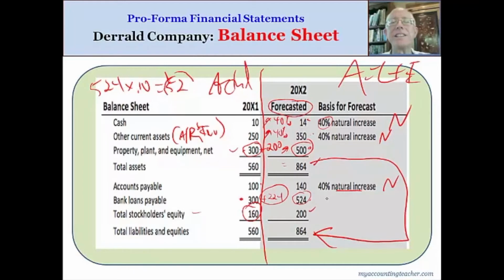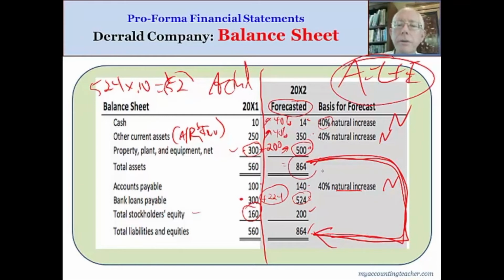Now we got to check and see if this works. I know it does because I cheated with this 524 because I knew what the answer was. I didn't want it to come out wrong, but here it is. 140 plus 524 plus 200, 864. Is that right? Of course it's right, because the accounting equation always has to be true. If we expect to have $864 in assets, then we're going to have $864 in financing: a combination of accounts payable, bank loans payable, and total stockholders' equity, also 864.